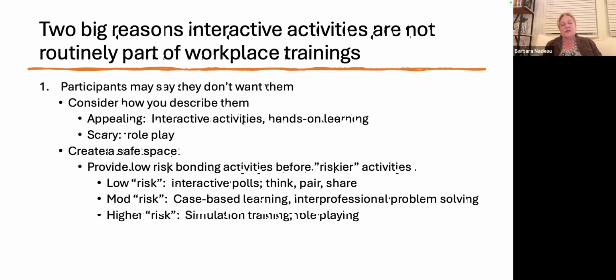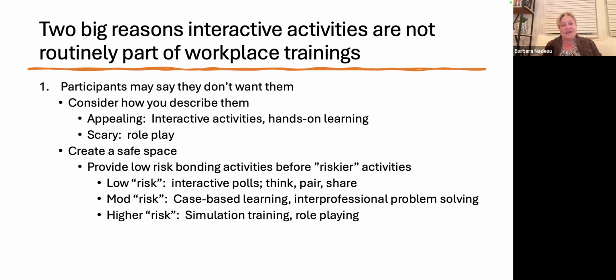And then you can work up to doing things that are a little bit moderate risk, things that maybe have a right or wrong answer, where there's more discussion or more opinions. So things like case-based learning or interprofessional problem solving, and then those higher risk activities such as simulation training or role play. And with role play, generally there's somebody in the room that actually loves this stuff, is an actor, just loves being on stage. And those people might volunteer to come up and do something in the front of the room. And that's great. If you have people volunteering to do that, fantastic.